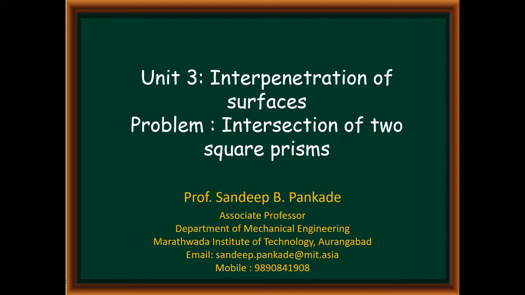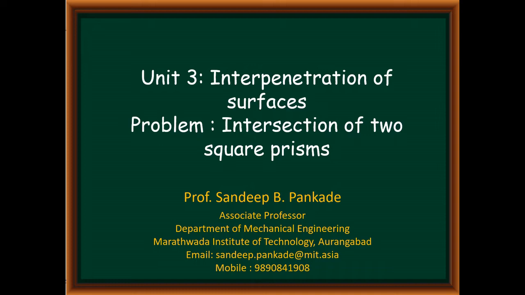Square prisms. The prisms have plane surfaces as their faces. The line of intersection between the two plane surfaces is obtained by locating the positions of the points at which the edges of one surface intersect the other surface, and joining the points by a straight line. These points are called vertices.